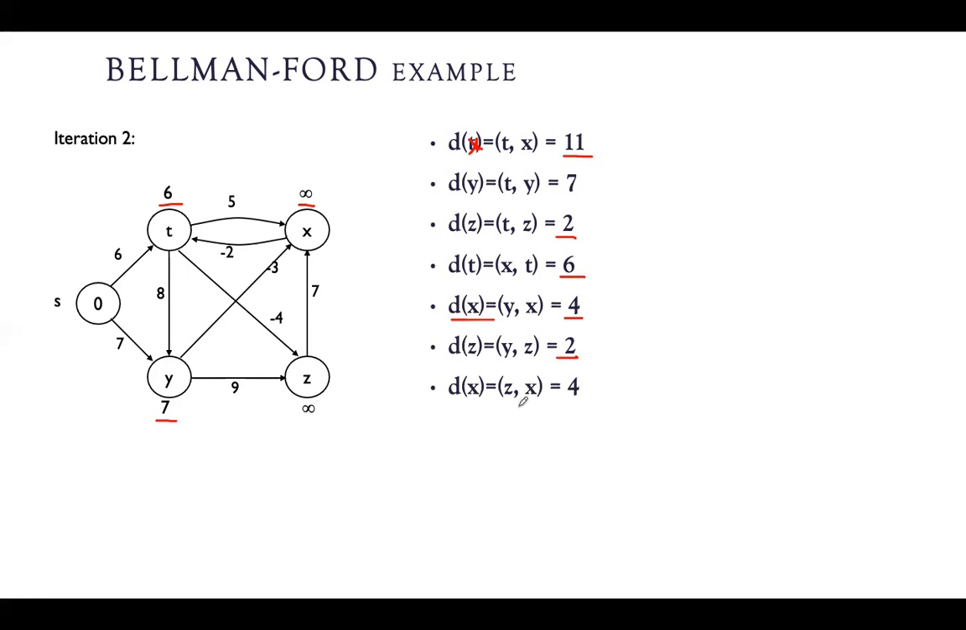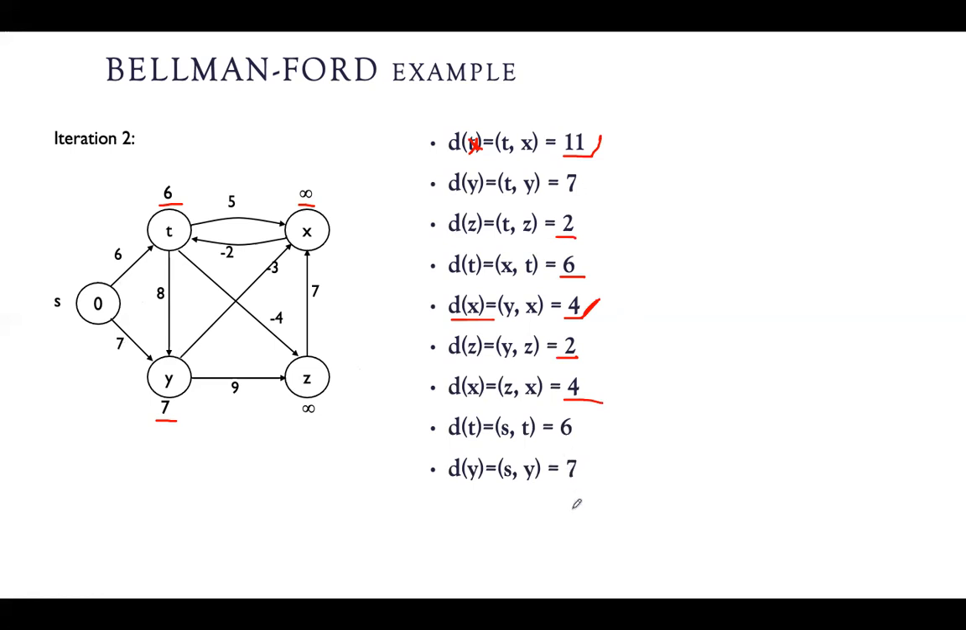Distance of x was previously 11, and it was updated in between to 4. Now z to x: what is the distance of z? 2. 2 plus 7 is 9, but 4 is less than 9, so we keep it as 4 itself. Next, s to t: 0 plus 6 is 6 itself, no update. Next, s to y: 0 plus 7 is 7 itself, no update.